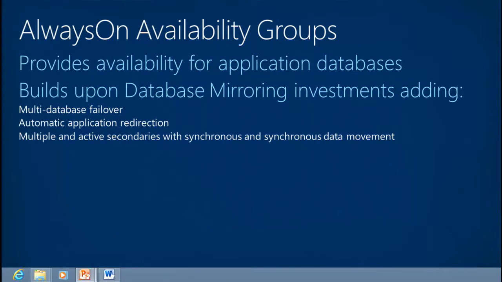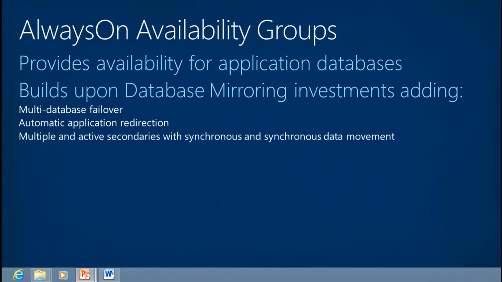So what it allows you to do is create what we call availability groups. You can take a bunch of databases and put them within an availability group, and then you can specify the type of mirroring that you want to use within that availability group, whether it is synchronous with automatic failover, synchronous with manual failover, or asynchronous with no automatic failover or no transactional consistency.